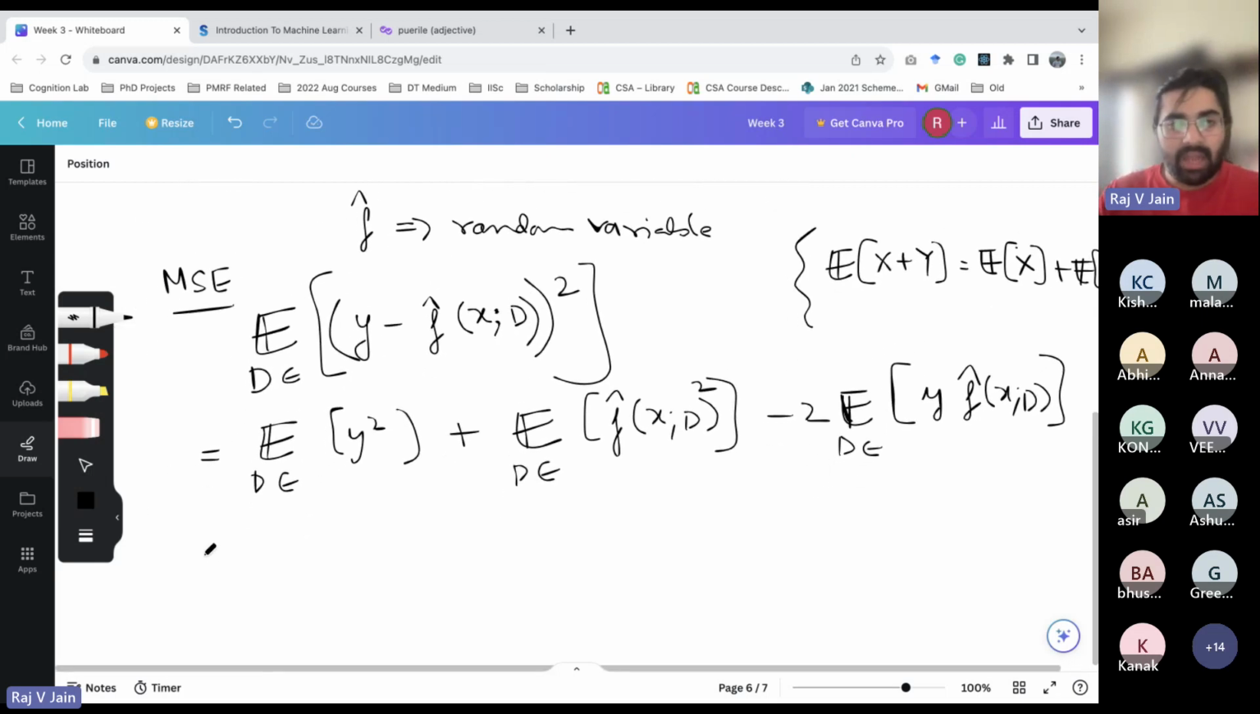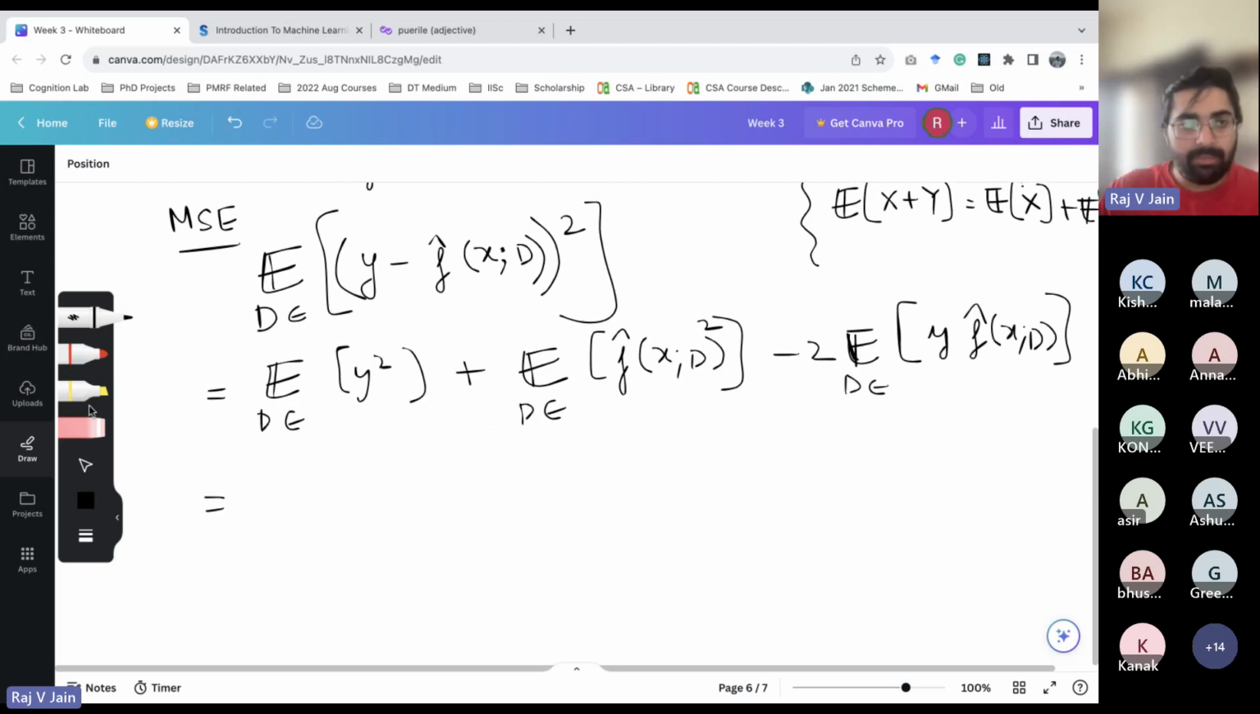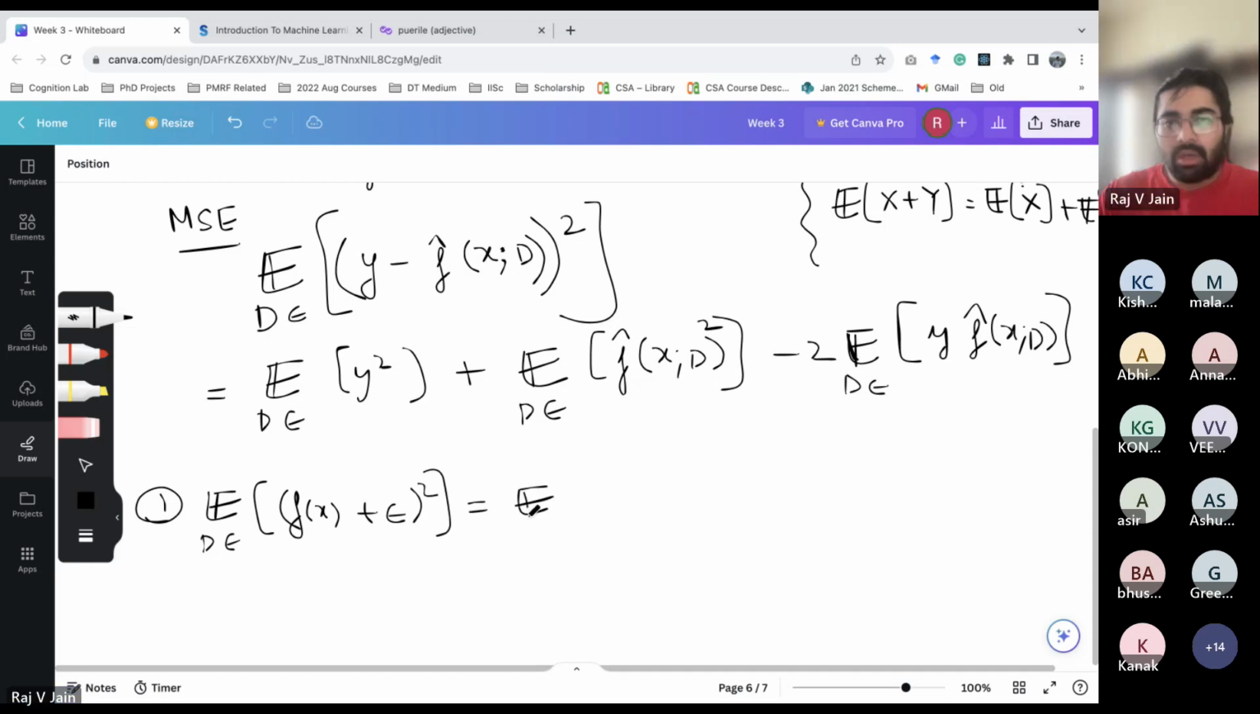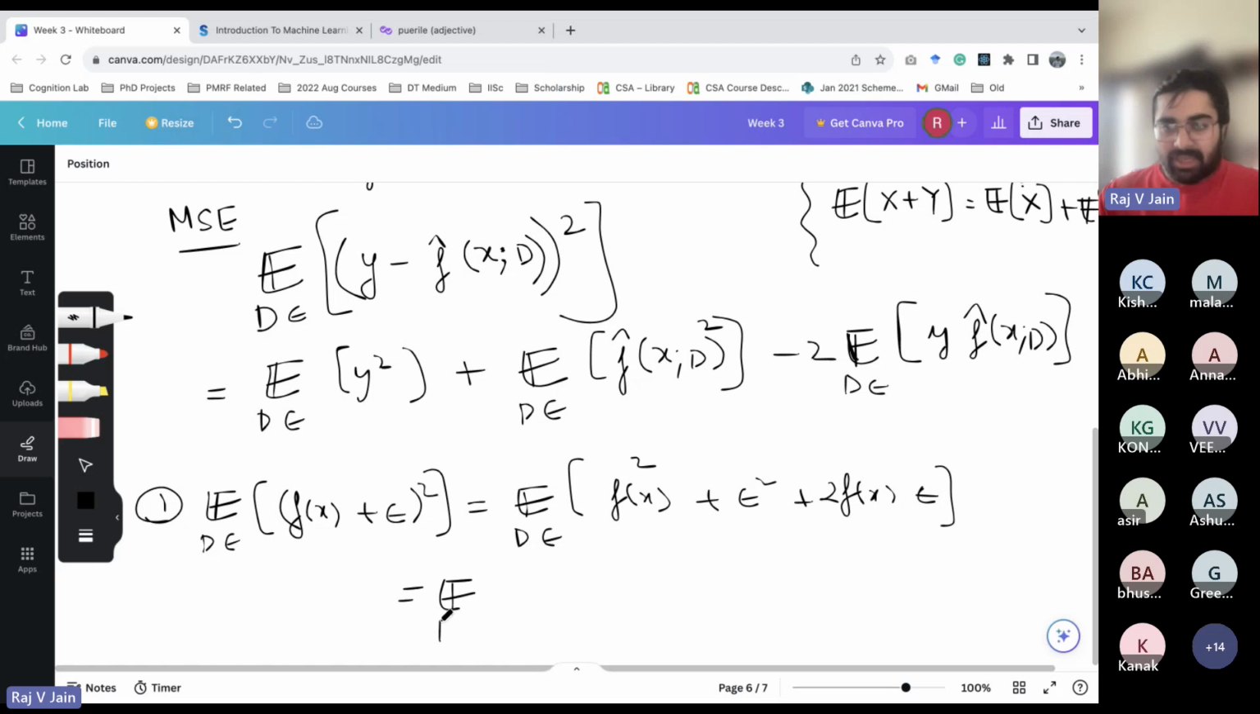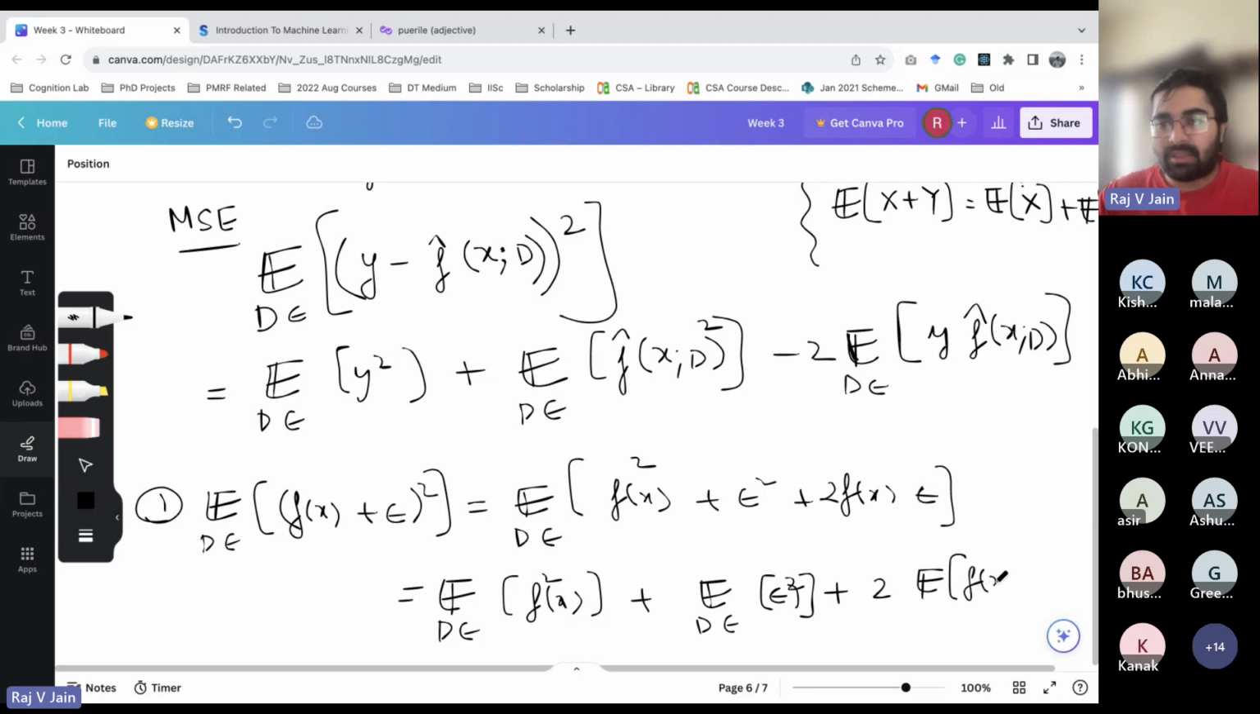Now let's expand this term. Let's take the first term. This is expectation over D and epsilon. We know what y squared is, right? Y is basically f of x plus epsilon, so it's this squared I need to take. Again, same thing I can do here: f of x squared, epsilon squared, and f of x times epsilon twice. Again, it's linearity of expectation. So I will get f of x squared, expectation over D and epsilon of epsilon squared, and 2 times expectation of f of x times epsilon.